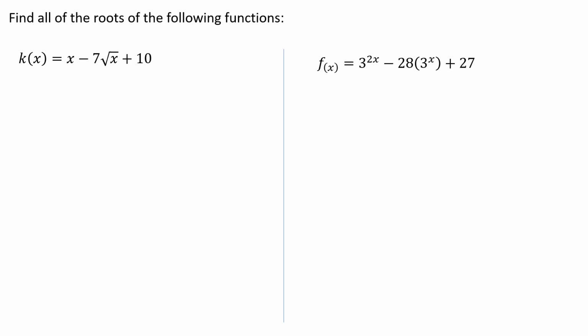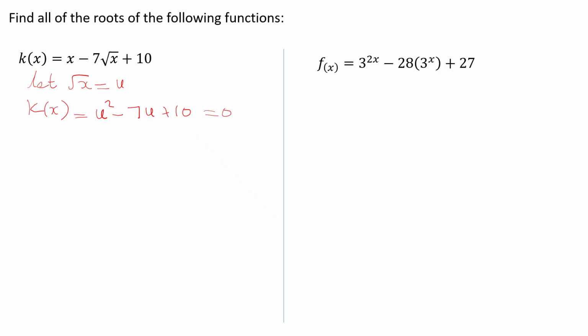Find all of the roots of the following functions. So here k(x) equals x minus 7 root x plus 10. So I'm going to substitute because this is a square root of x. So let root x equal u. So k(x) equals u squared minus 7u plus 10. So now factorize. This is equal to 0.